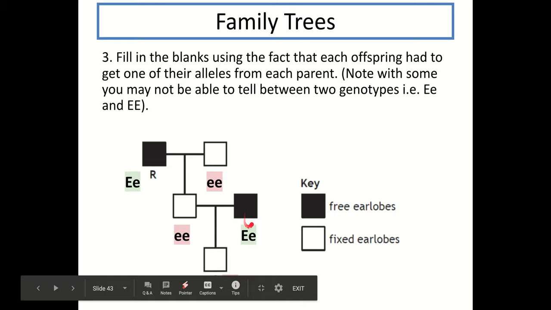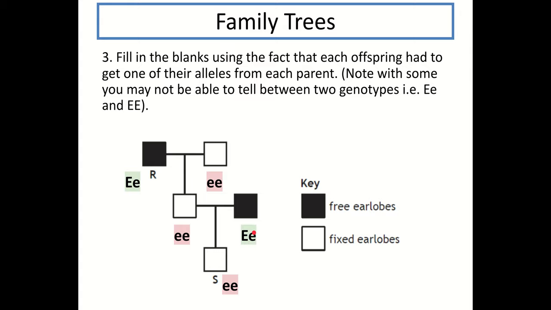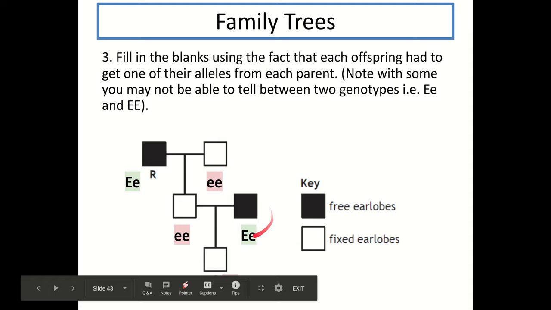But then we also have to think, do they have a big E or a little E as their other allele? Well, if we look at their offspring, it has two little E's. So again, they must have had one so that they could pass the other little E onto their offspring. If this parent was big E, then the offspring would have free earlobes and would have at least one big E, because that would be all they could pass on to them.